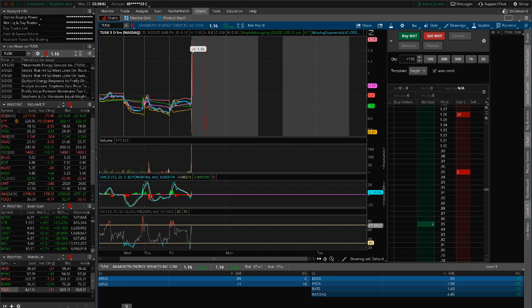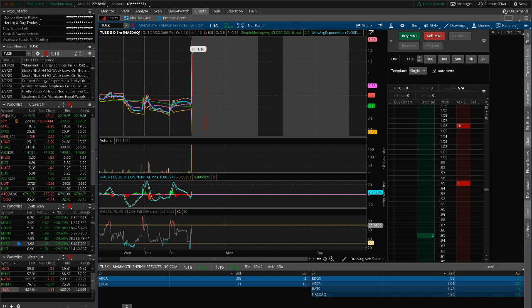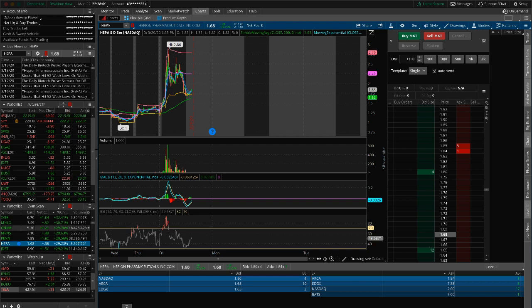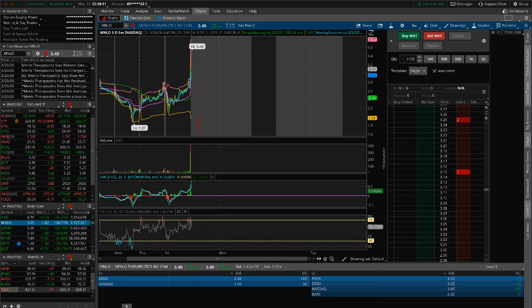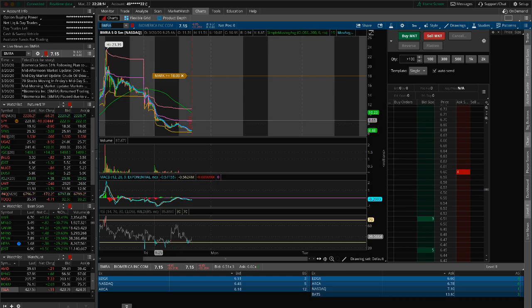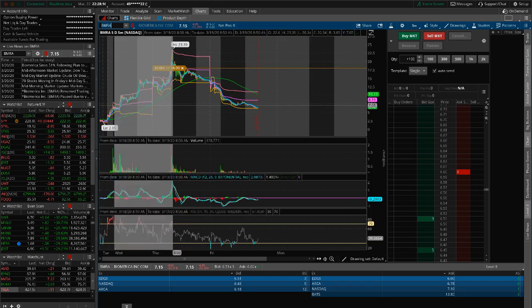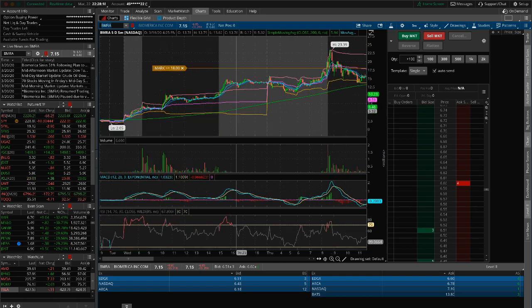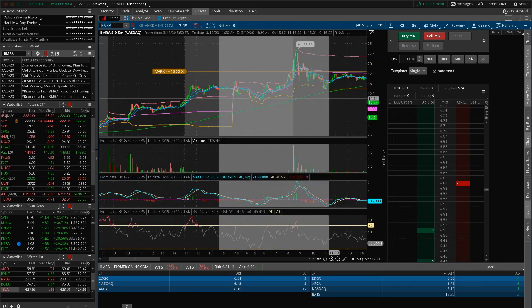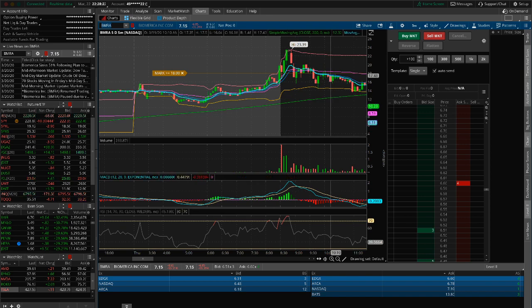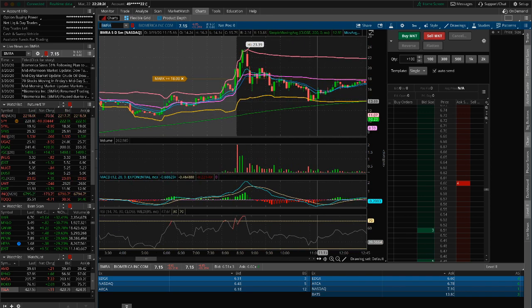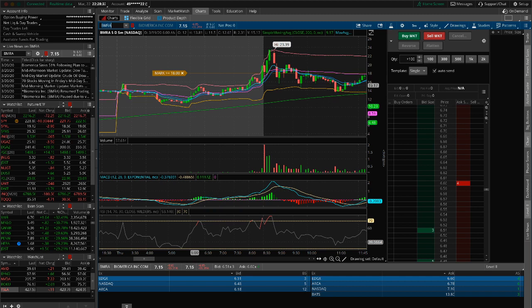prevalent in low cap stocks, and that's really why I use it, trying to find a good gapper. Let's see, BMRA. So yeah, when we look at BMRA, low cap stock, right?